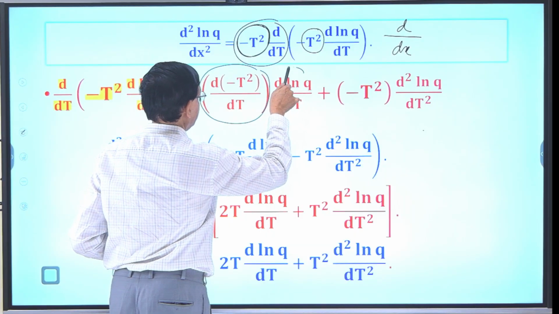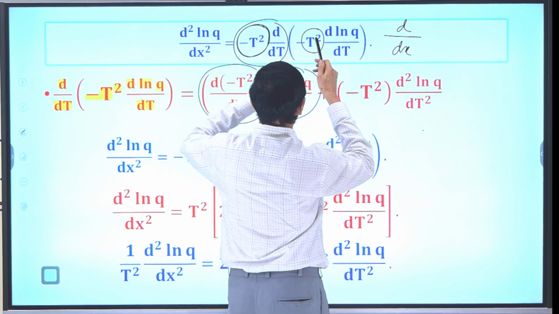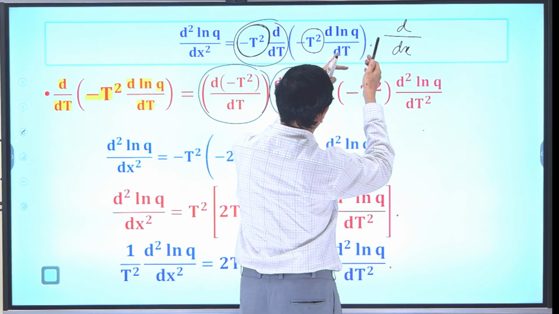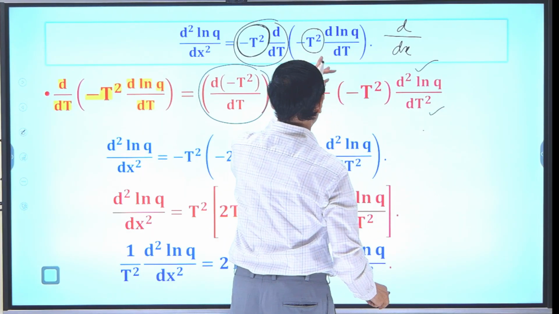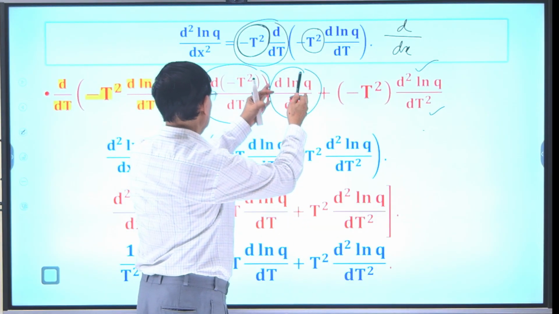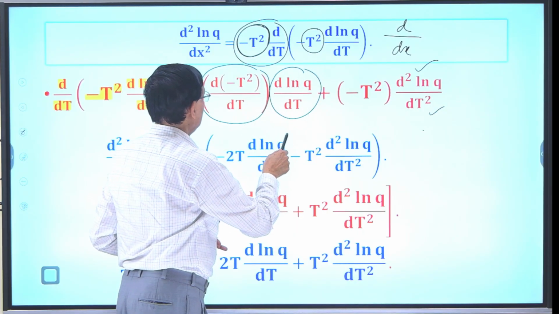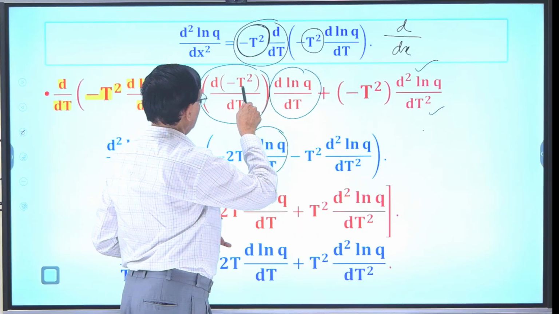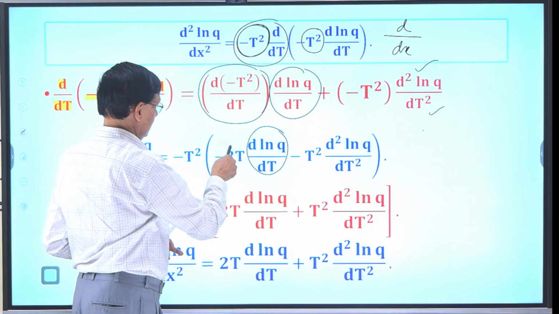और एज इट इज रहेगा. और इसका डिफरेंशिएशन कर लिया तो d square natural log of 2 dt square. इसका करेंगे तो इसका कोई चेंजेस नहीं होगा, सेम रहेगा. d by natural log of q dt सेम रहेगा. और ये माइनस t square करेंगे, 2t होगी.